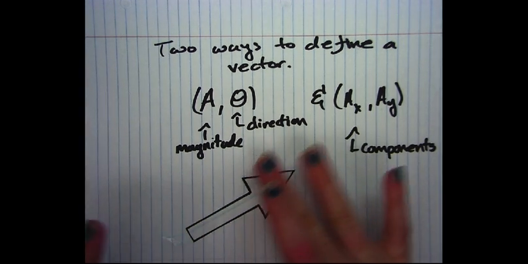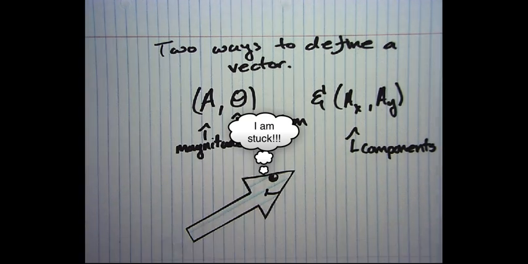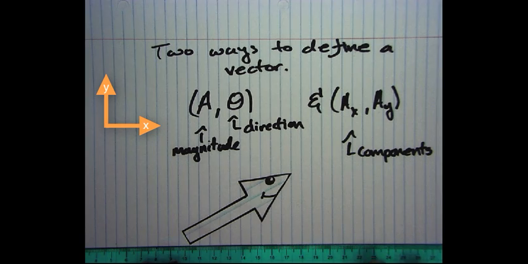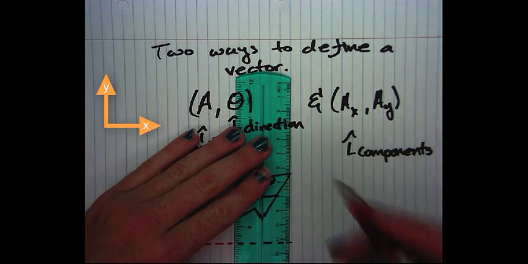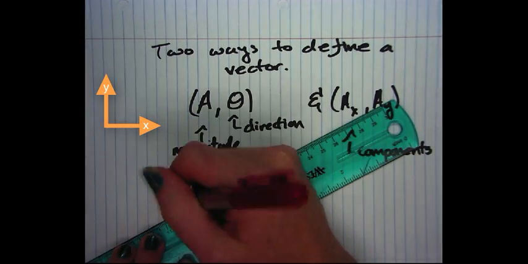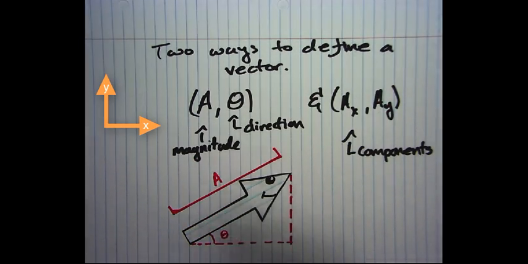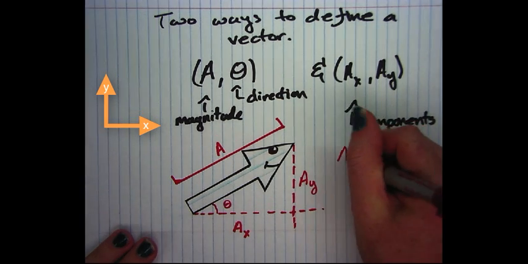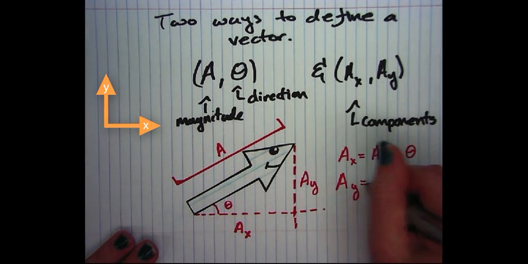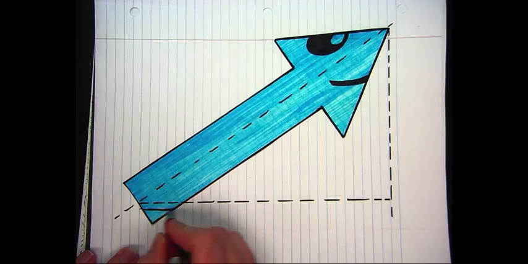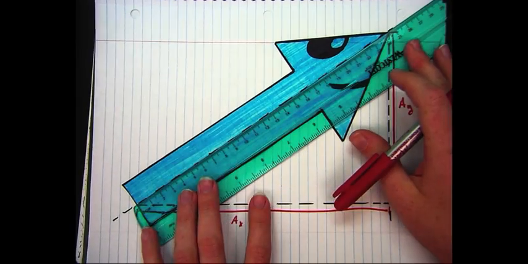Let's talk a minute about these scalar components. So you have your vector, and you want to define its scalar components. First you have to have its angle theta and its magnitude. Then when you have those two things, you can plug them into these handy formulas right here. Ax equals A cosine theta, Ay equals A sine theta, and solve for its scalar components.